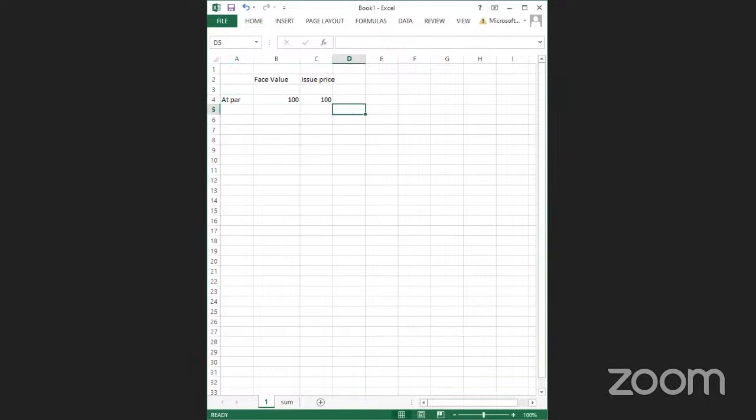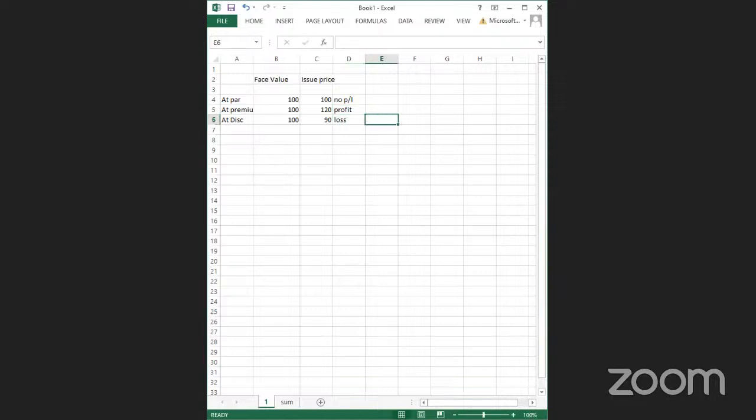In case a 100 rupee debenture is issued at 120, it is called issued at premium. At discount means we are issuing a debenture of 100 rupees for 90 rupees. Clear? So there is no profit or loss in case of issued at par. In case we are issuing at premium, then there is a profit, isn't it? And if we are issuing at a discount, there is a loss.